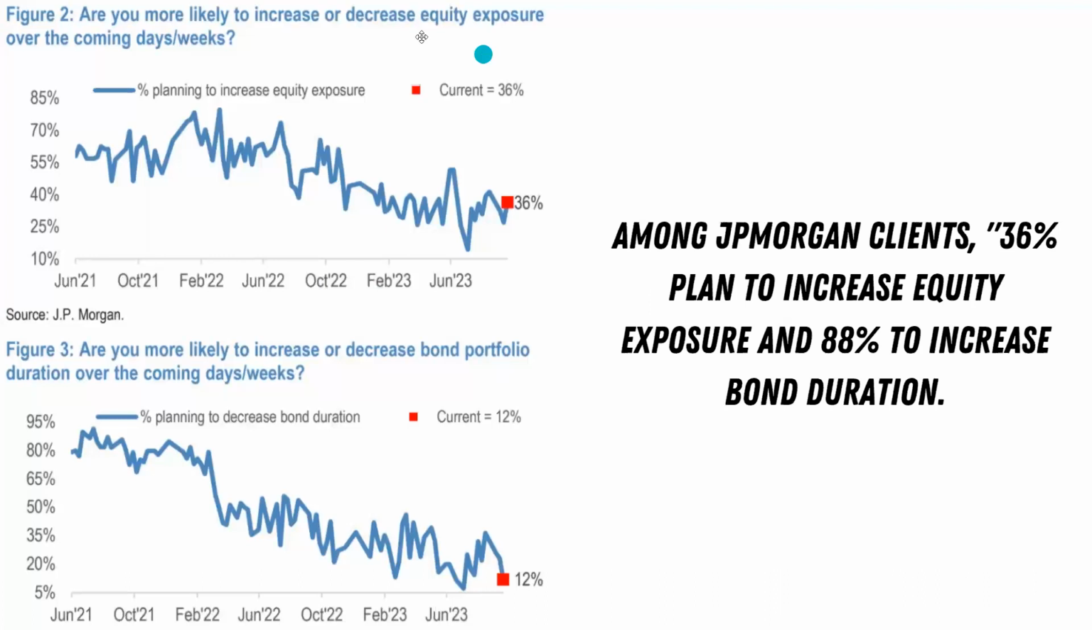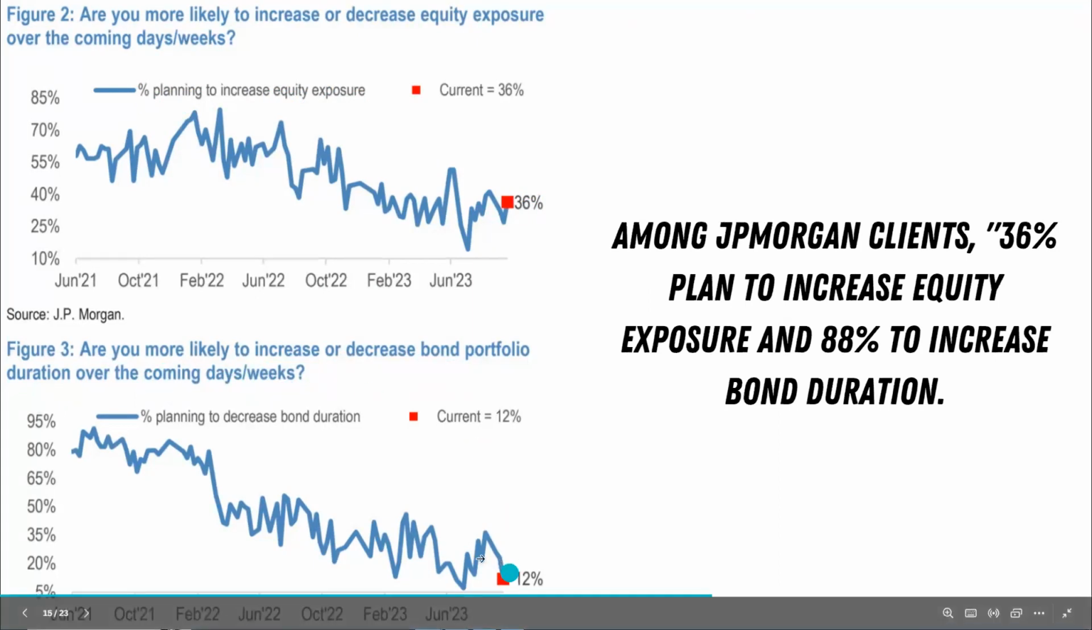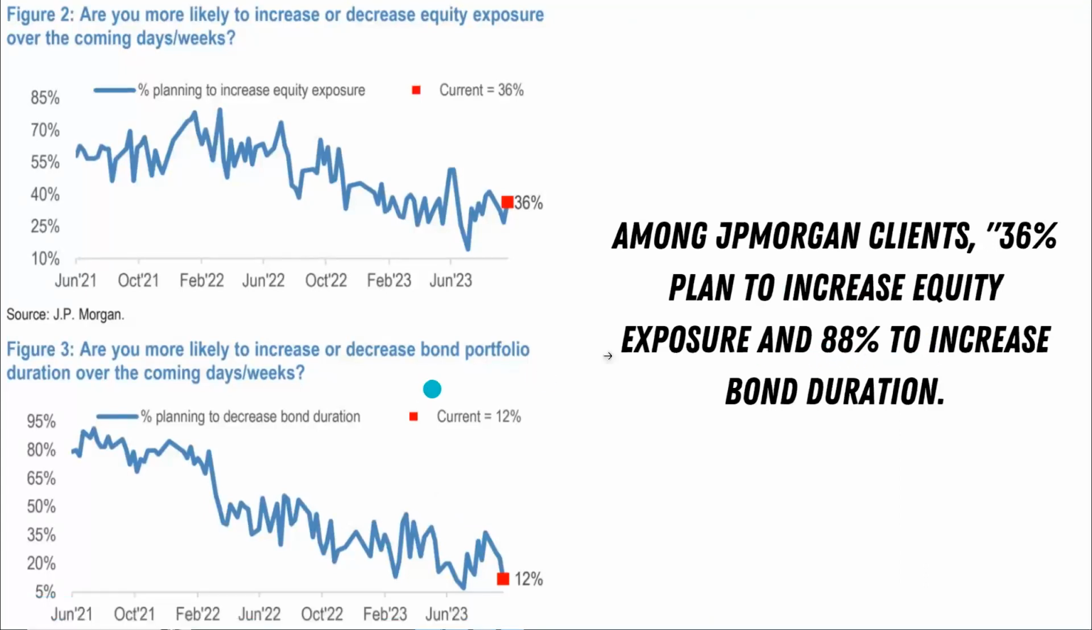But some other important data right here. Are you likely to increase or decrease equity exposure over the coming days and weeks? The percentage planning to increase was around 36%, so that's very low for equity exposure. But are you more likely to increase or decrease bond portfolio duration over the coming days and weeks? Only 12% had a plan to decrease bond portfolio duration. So basically, what you're seeing is that 88%, according to JP Morgan, plan to increase their bond duration.